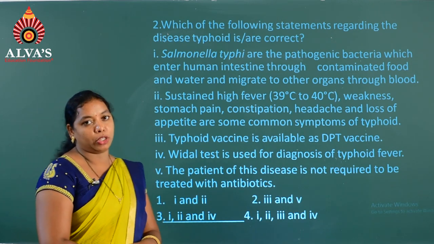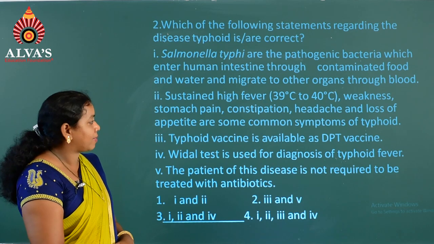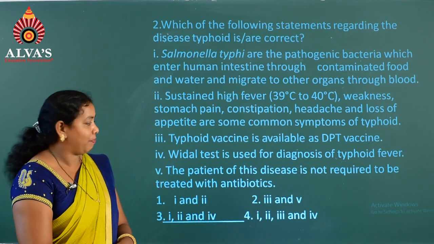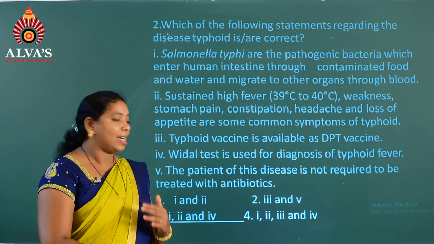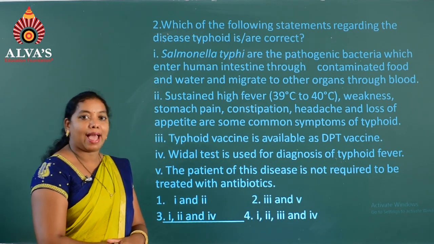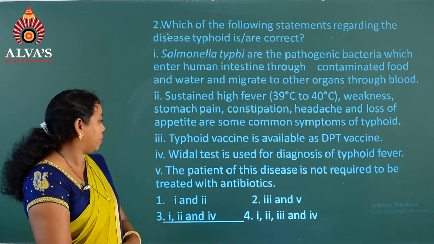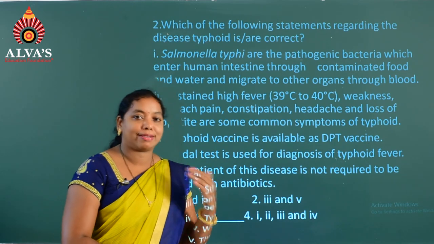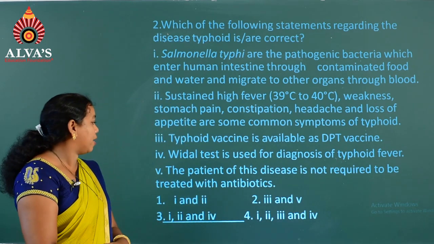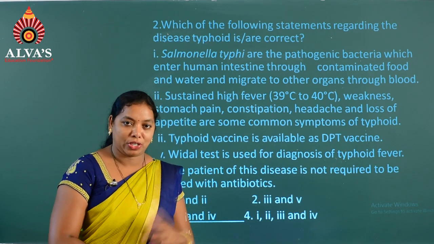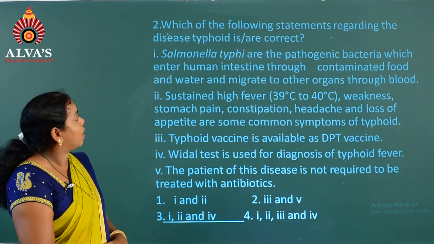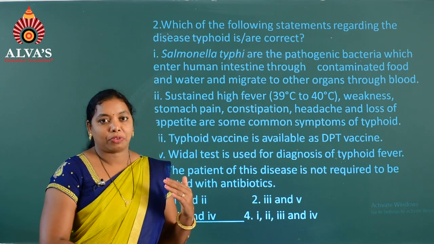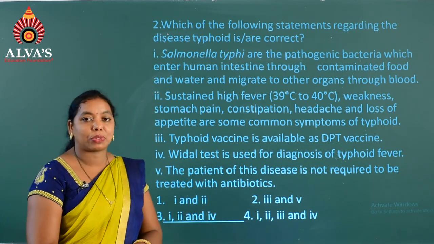The third option is that the typhoid vaccine is available as the DPT vaccine. The fourth is that the viral test is used for diagnosis of typhoid fever. The fifth is that the patient of this disease is not required to be treated with antibiotics. So here we have to identify which statements are correct related to the disease typhoid.